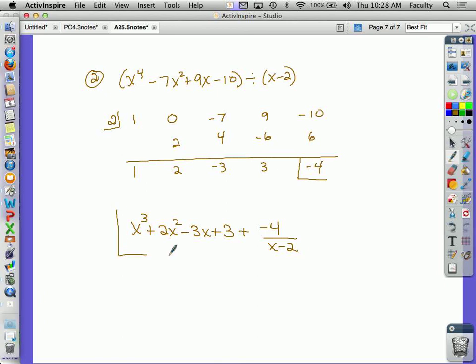All right, check your answer with the board here. I'm getting x cubed plus 2x squared minus 3x plus 3 plus a remainder, negative 4 over x minus 2.